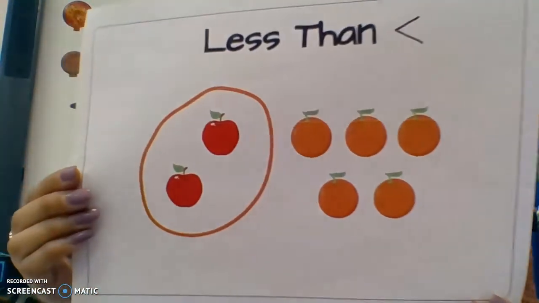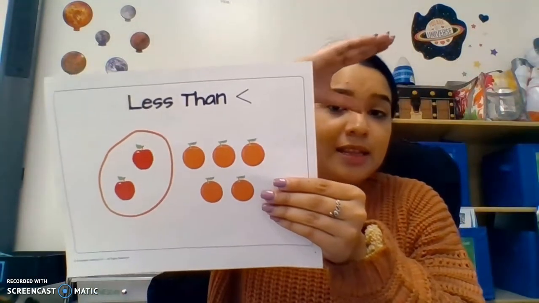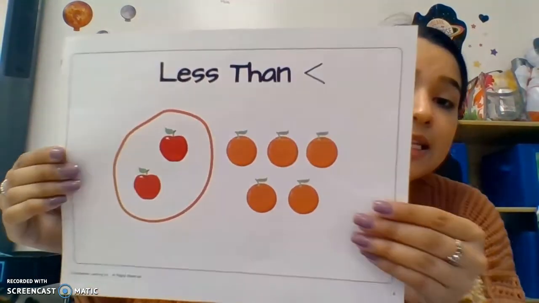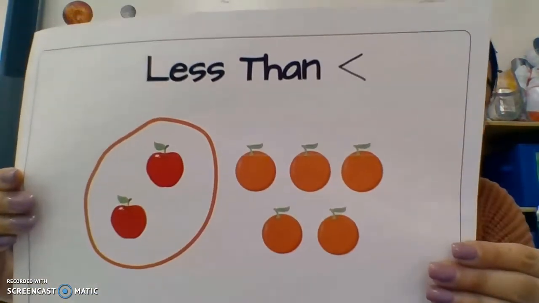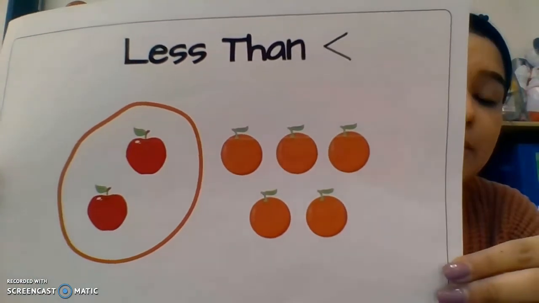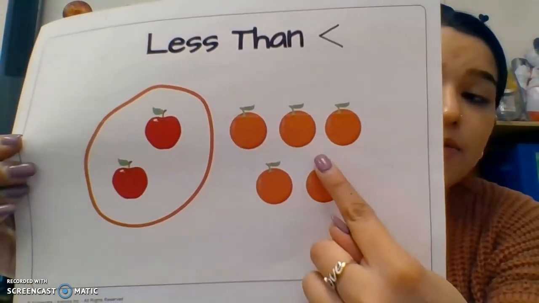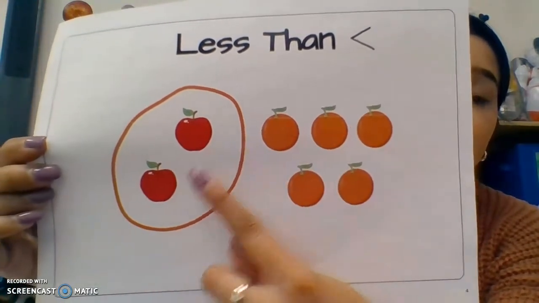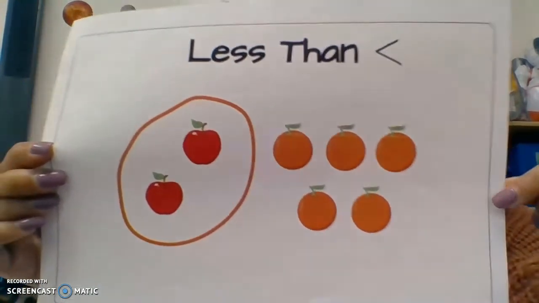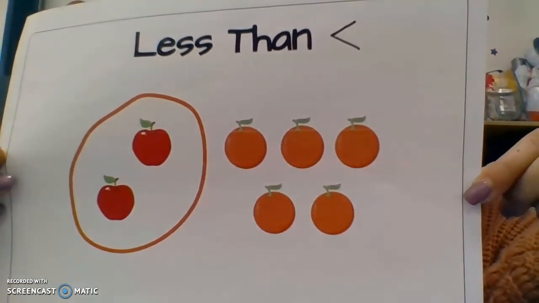So the number of apples is greater than the number of oranges, since we have more apples. Next we have less than. Less than is going to be this way. Less than is to represent what number or object has the least amount. So in this picture, we have 2 apples and 5 oranges. So the number of apples is less than the number of oranges, since we have less amount of apples. We have fewer.